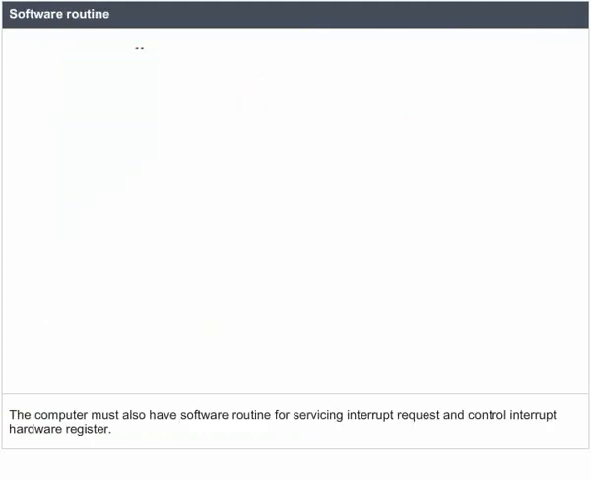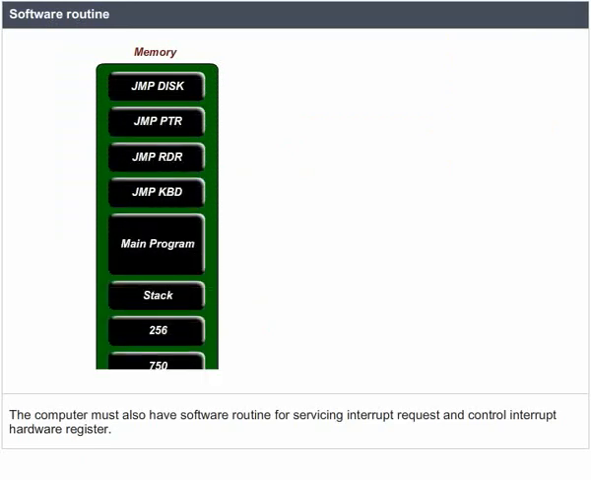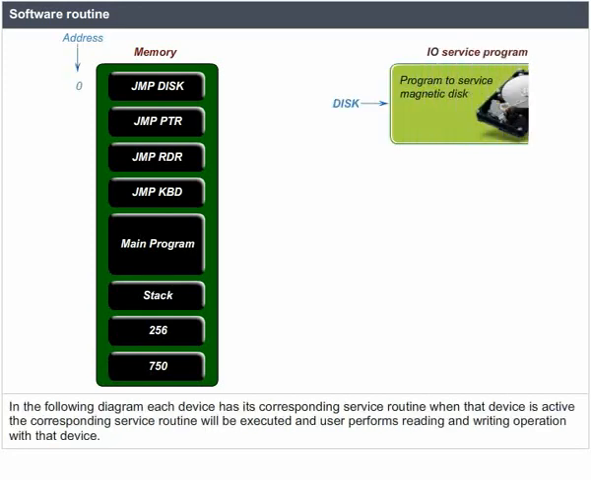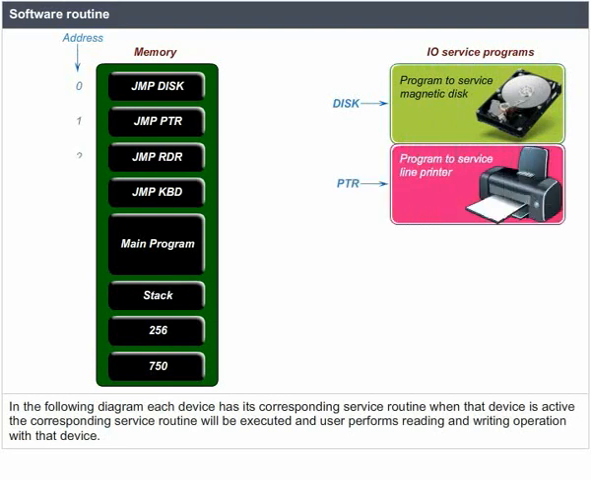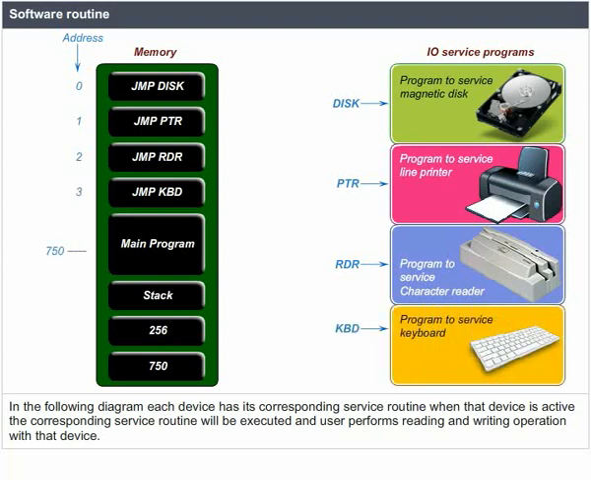Software routine. The computer must also have software routine for servicing interrupt request and control interrupt hardware register. In the following diagram, each device has its corresponding service routine. When that device is active, the corresponding service routine will be executed and user performs reading and writing operation with that device.